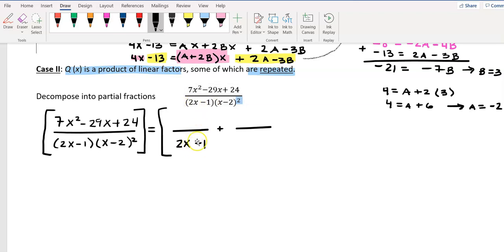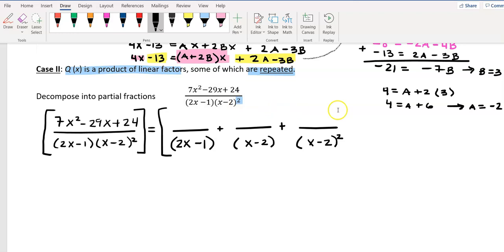So we have a 2x minus 1 fraction, and then we'll have our x minus 2 fraction, and that's going to be to the first power. And whenever you have one of the repeating ones, in this case we have an x minus 2 to the second, you have to write it basically twice with increasing powers. So you write it with a first power, so here's our first power one, and then here's our second power. So if it were cubed, we would write another one with the third power. So you just write a fraction continuously until you get up to the degree of what's in the original denominator.